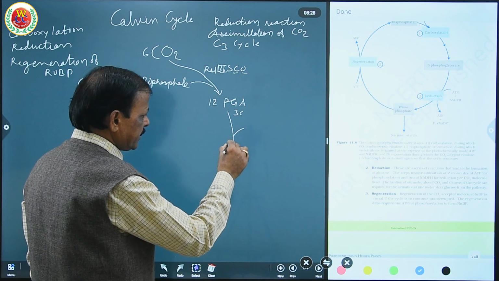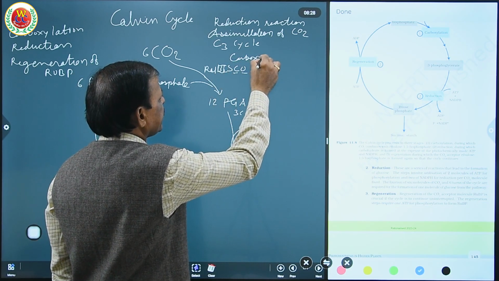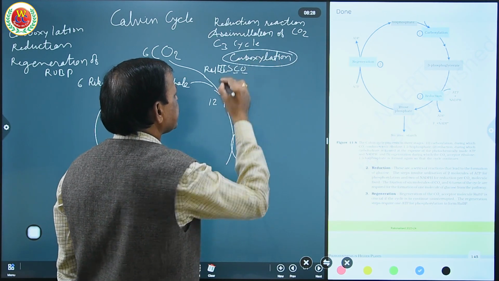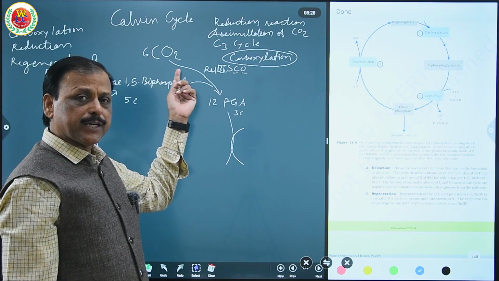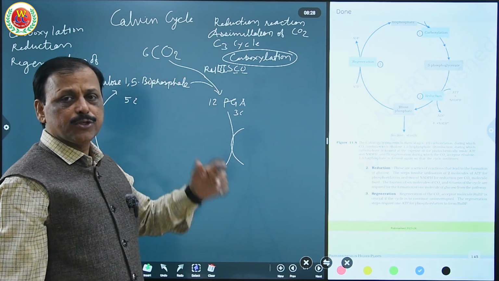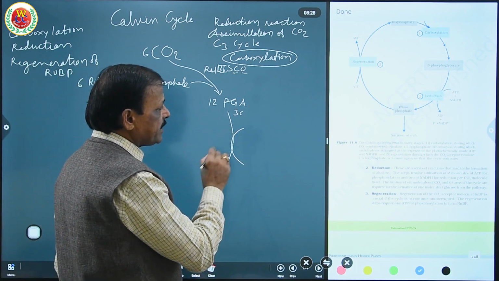Now, here this undergoes reduction. So the first step is known as carboxylation. So we understood what carboxylation is: the fixation of atmospheric carbon dioxide in presence of rubisco to produce 12 molecules of PGA is known as carboxylation.